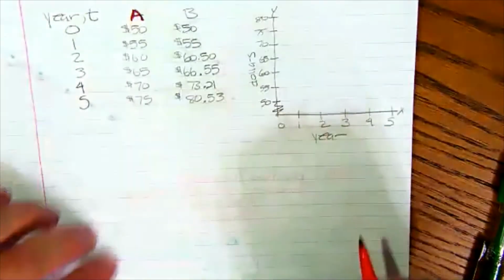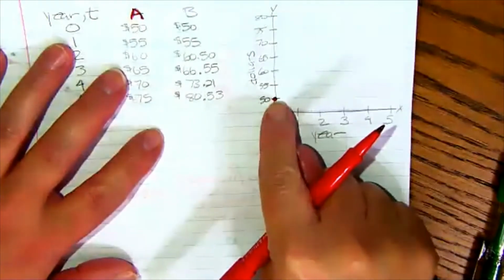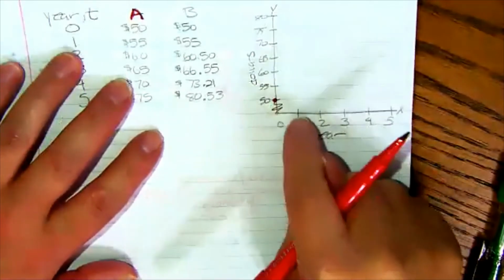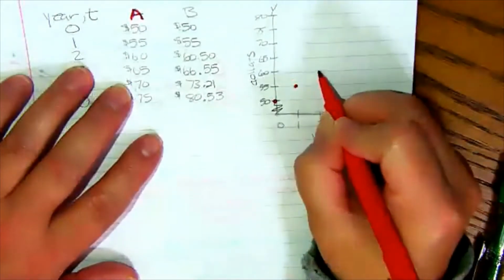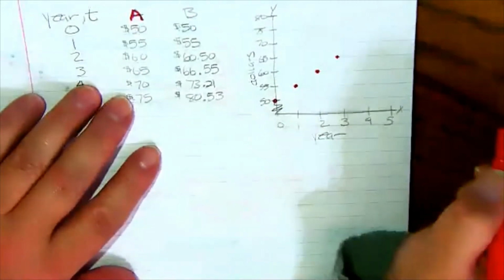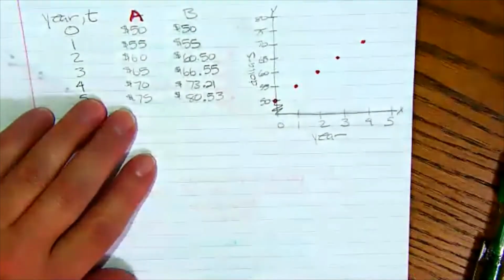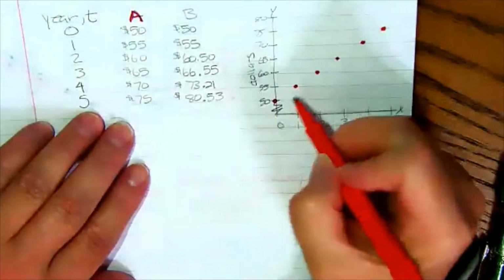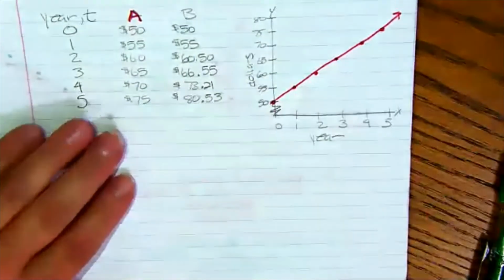So account A, simple interest. We start with $50. So at 0 years, we're starting with $50. After 1 year, we've got 55. After 2 years, we've got 60. After 3 years, we've got 65. After 4 years, we've got 70. And after 5 years, we've got $75. When I look at this, it looks like it's a pretty straight line.